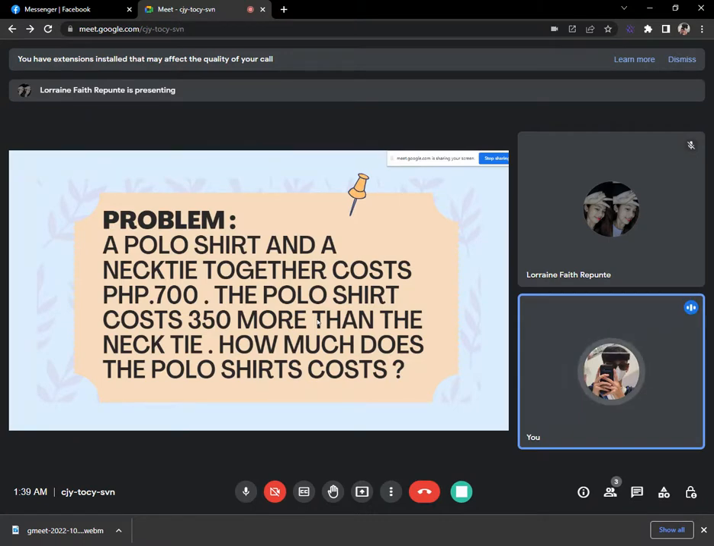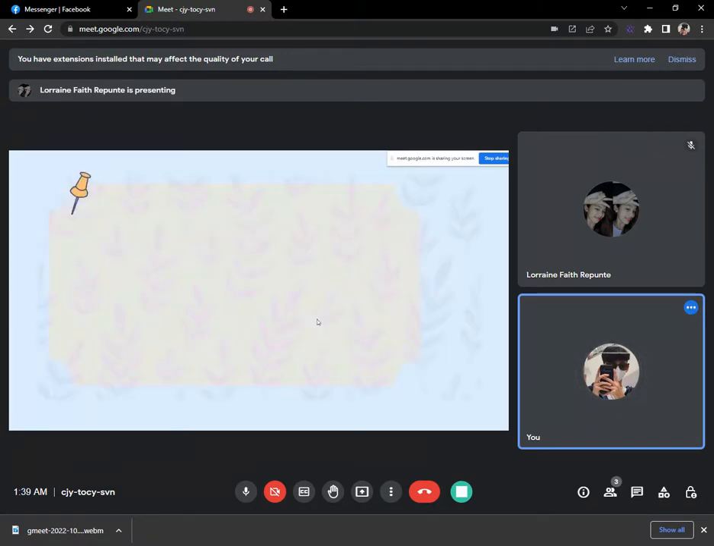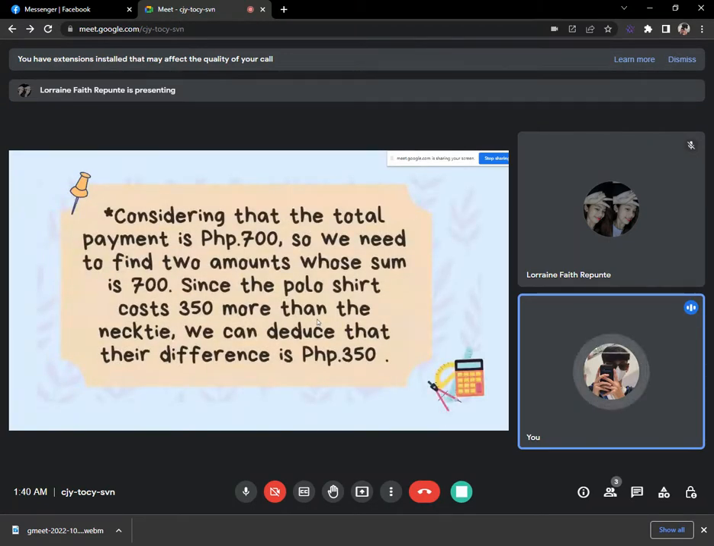First, understand the problem. Considering that the total payment is 700 pesos, we need to find two amounts whose sum is 700. Since the polo shirt costs 350 more than the necktie, we can deduce that the difference is 350 pesos.